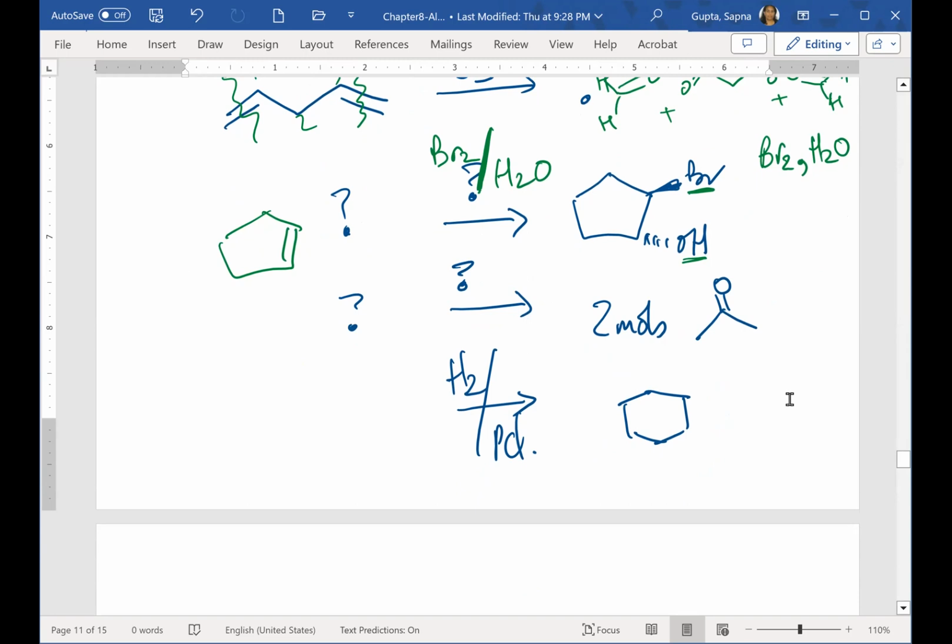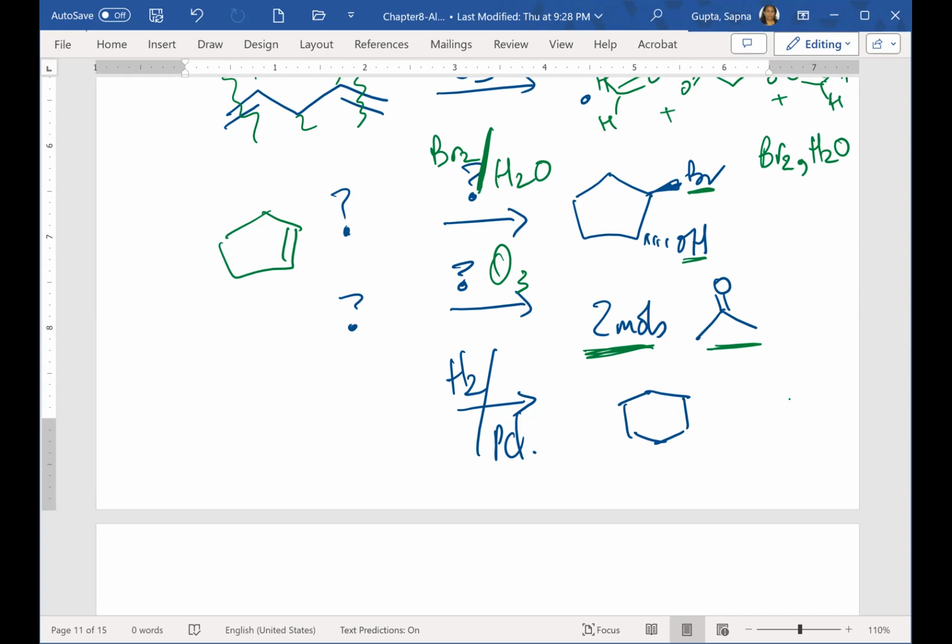Okay. So the next reaction, it says 2 moles of this ketone. So the only way I can get 2 moles of a ketone is by ozonolysis. Actually, I can get it by KMnO4 also, okay? But I'm going to write the ozonolysis first. And again, as I said, you don't have to write all the reagents. If you just write O3, I will be happy with that, okay? So you don't have to remember DMS. If you don't remember it, don't pressure yourself too much.